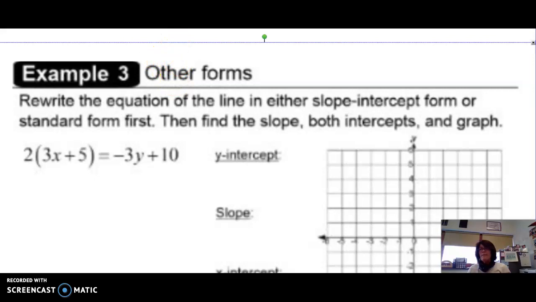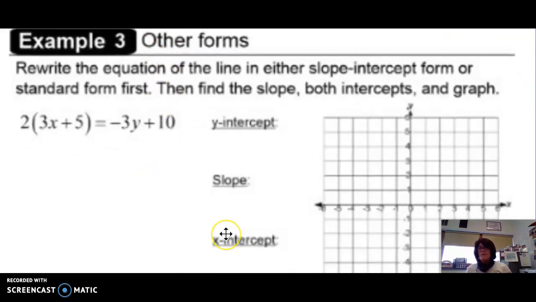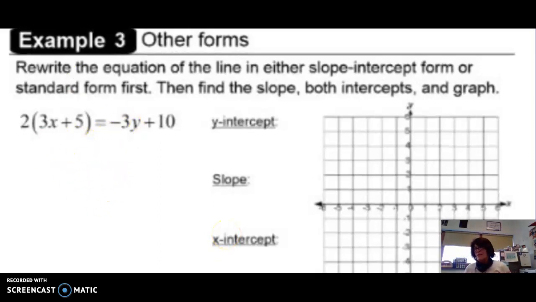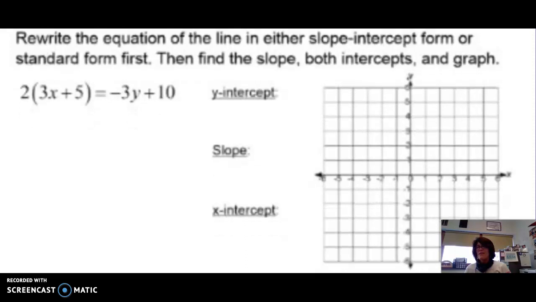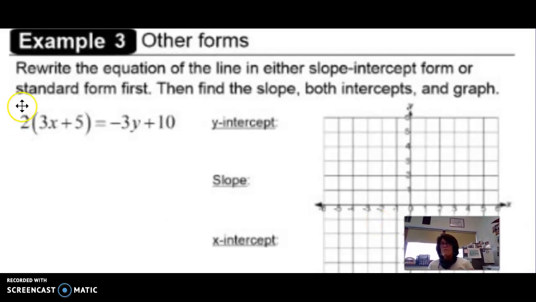Example 3. What if you have a bunch of these other forms? Okay, this doesn't look like standard or slope-intercept, right? This is just a disaster. I do not know what kind of form this is. So we just do our algebra until we find the form.